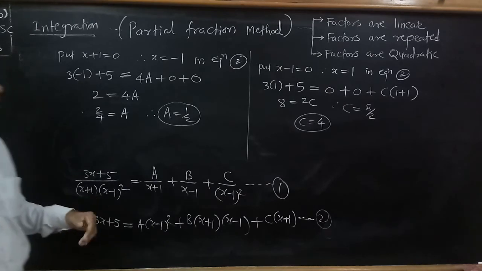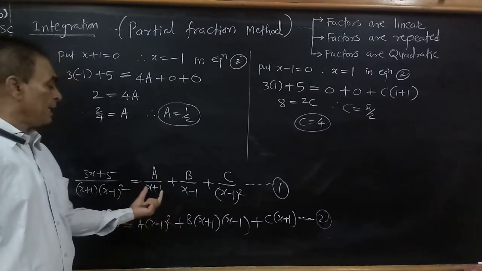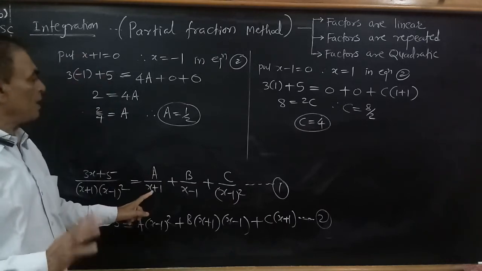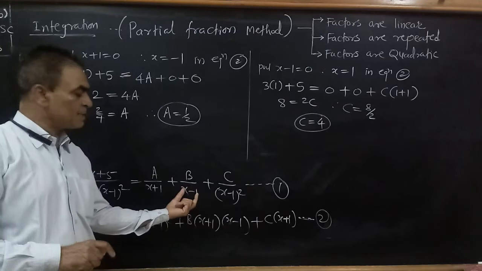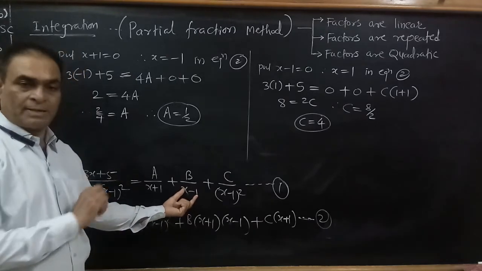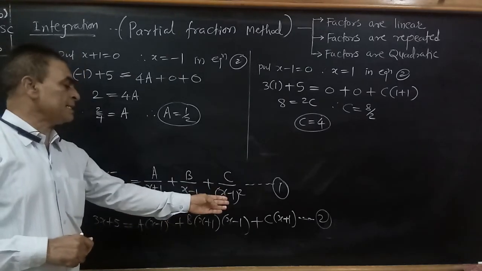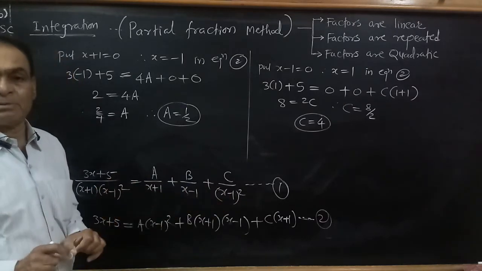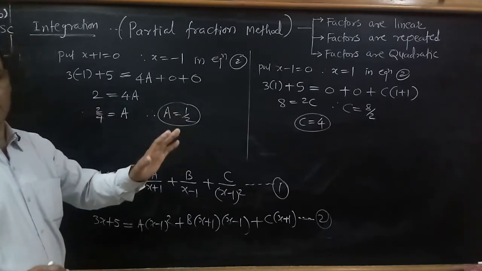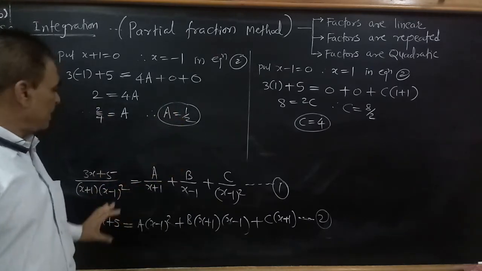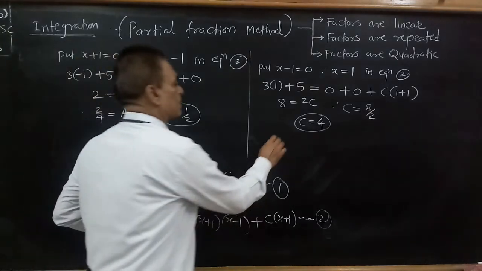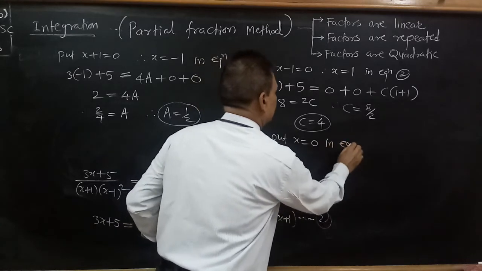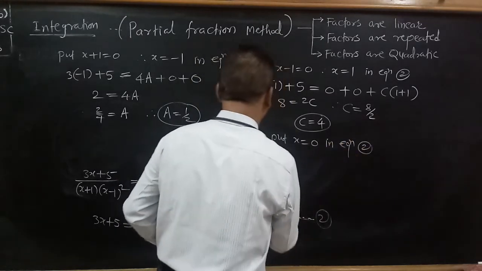What about other value? Here x plus 1, first of all I am putting x plus 1 becomes 0. I got one of the values. X minus 1 becomes 0. I got the other value. Then you can't take this again into the same thing. That's why use trial and error method. Pick any constant, it may be. Better way, we will take x is equal to 0. Put x is equal to 0 in equation 2.